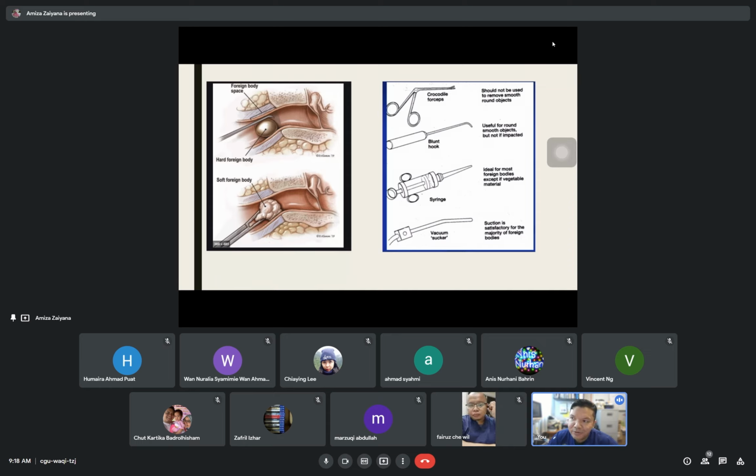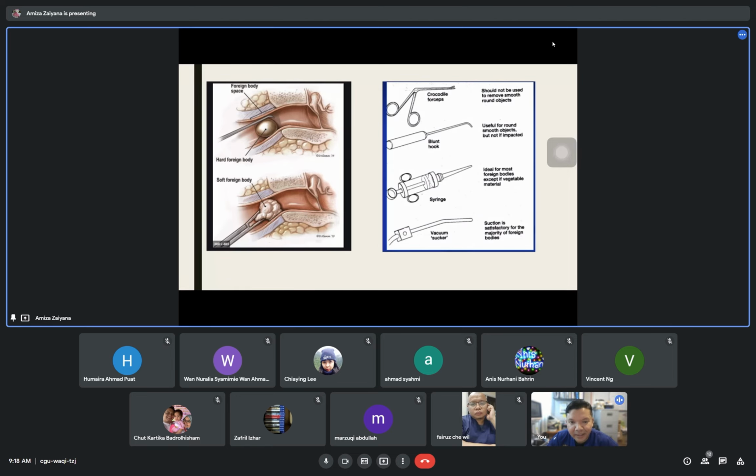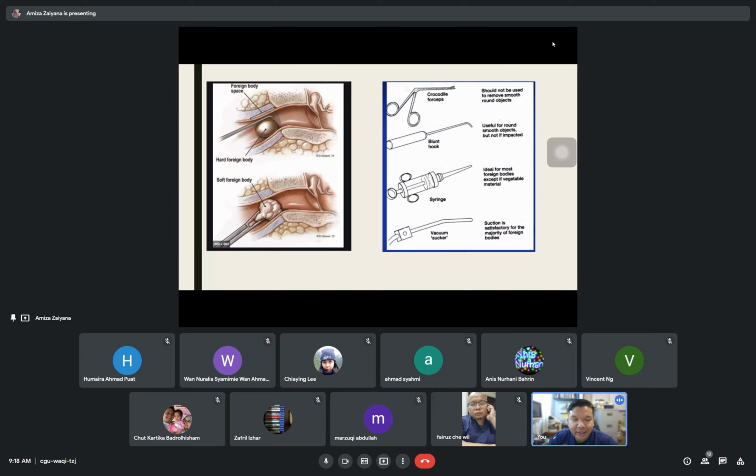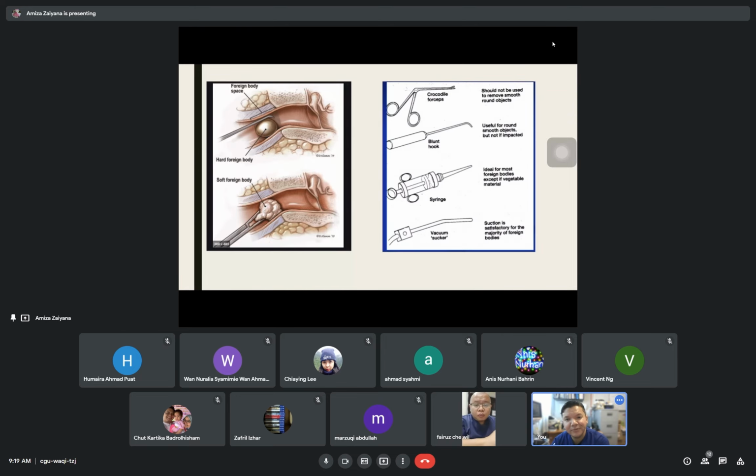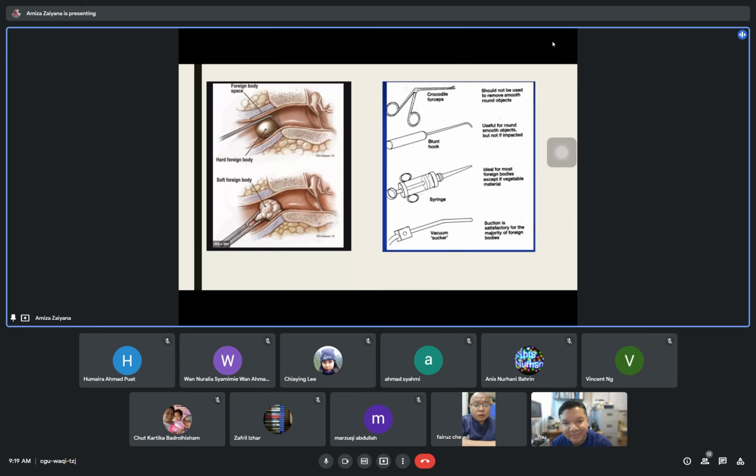Let's say after you try to irrigate, you still cannot remove the foreign body, that's when we refer to ENT. In there, they have the vacuum. They can use vacuum suction, or they will still try to irrigate, but they will use more pressure. So these are the common things. The other thing you have to see is trauma cases. For trauma cases, you have to rule out a rupture of the tympanic membrane. Okay, fine, you can proceed.